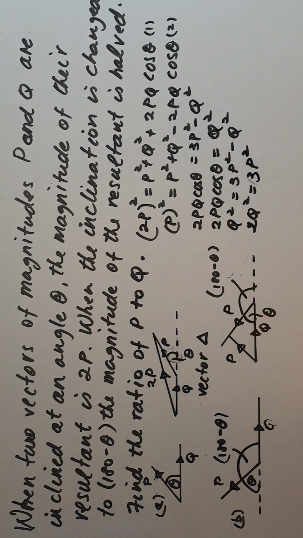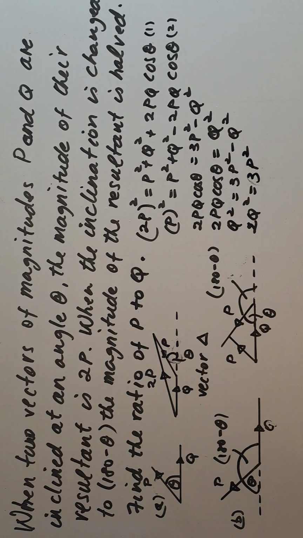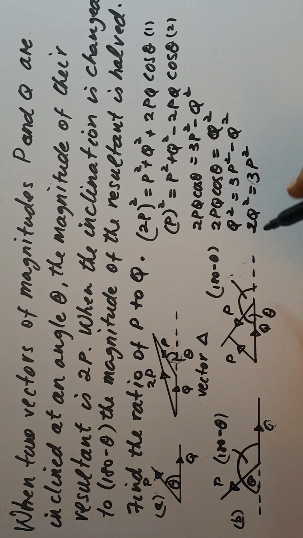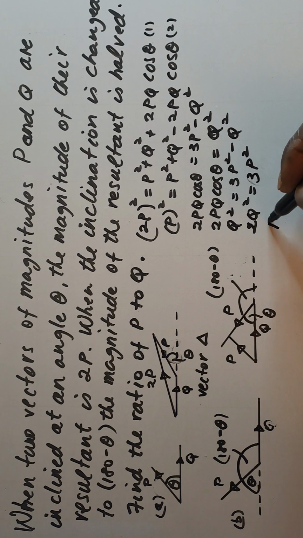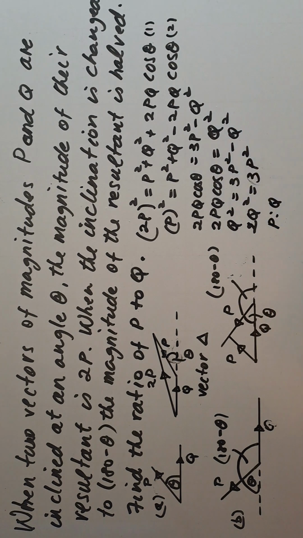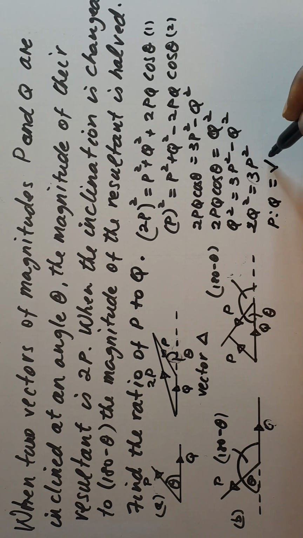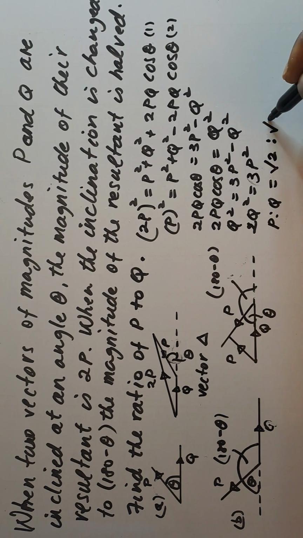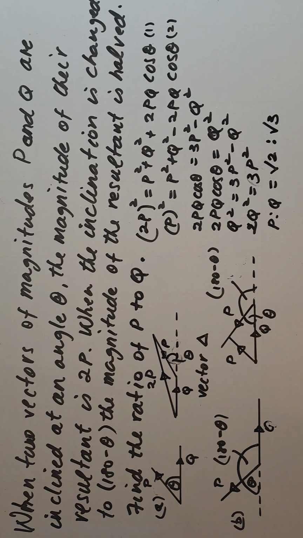Now, we're actually attempting to find the ratio of p to q. So if we take the square root of both sides, we have p to q is equal to root 2 to root 3. So that's the ratio of p to q.